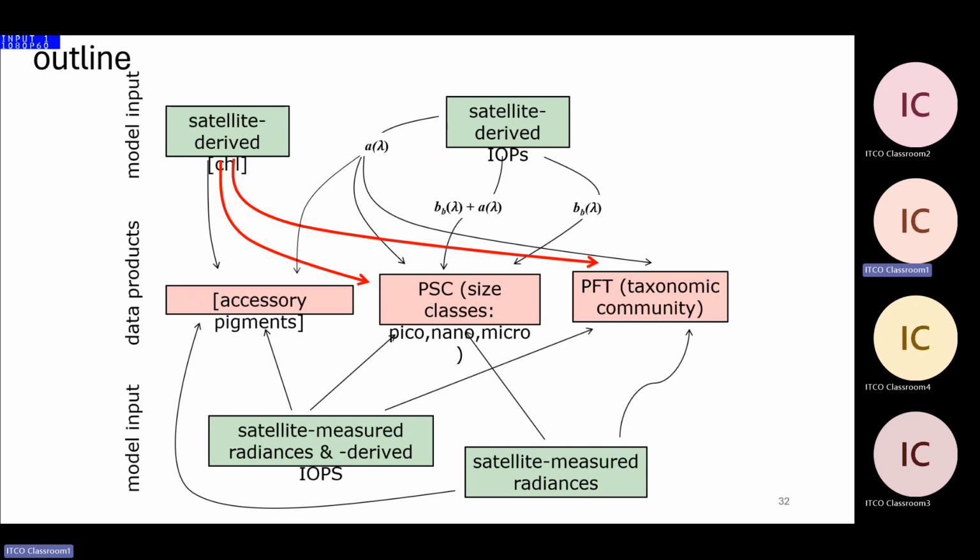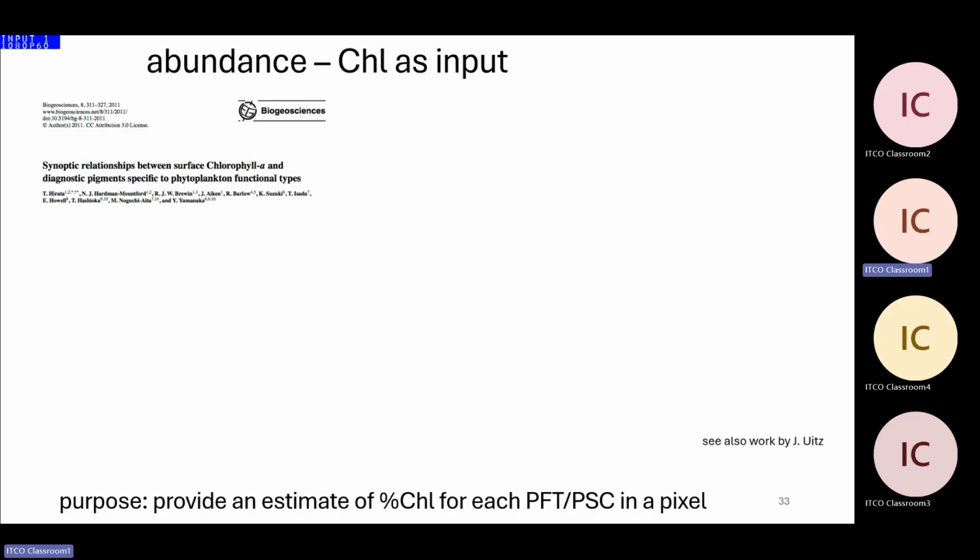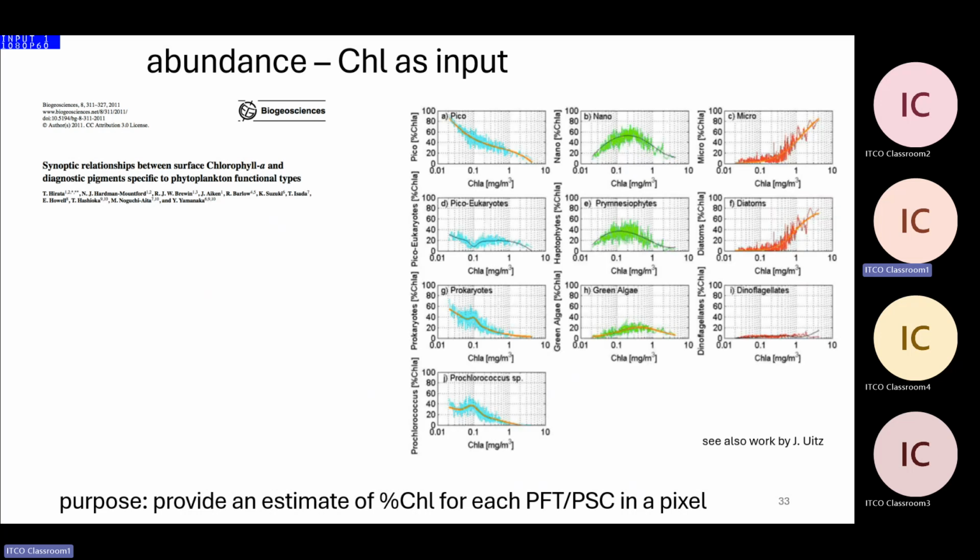And so if we're talking about abundance-based methods, we're looking at these red pathways from satellite-derived chlorophyll, for example, down to size class or PFT taxonomy. So I'll give you an example. This one's by Taka Hirata and a few other people who we know. And the input to this model was total chlorophyll concentration.